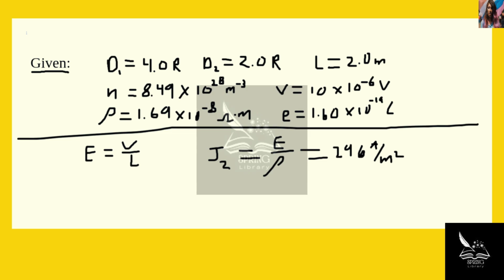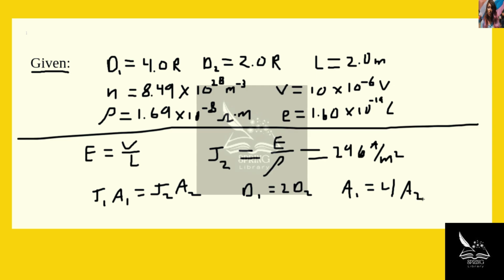Okay, since conservation of current between section 1 and 2 is applied here, J1 times A1, so that's the current in section 1, has to be equal to J2 times A2. Let's write that A a little bit bigger. And since D1, if you notice above, is equal to 2 times D2, and area goes as diameter squared, area 1 is going to be equal to 4 times area 2, right? So if we know that's true, we can plug that in, and J1 will be 1/4 J2, which we just calculated. Therefore, J1 is equal to 74 amperes per meter squared.